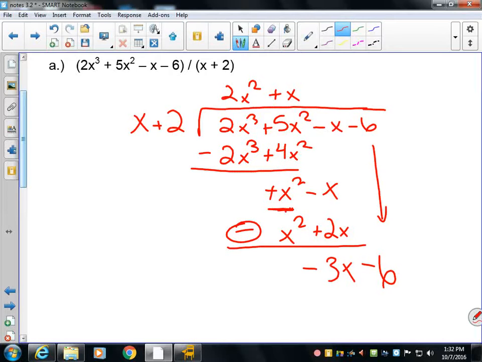How do we get an x to get a negative 3x? We times by a negative 3. Negative 3 times x is negative 3x. Negative 3 times 2 is negative 6. What does that mean when it goes to 0?